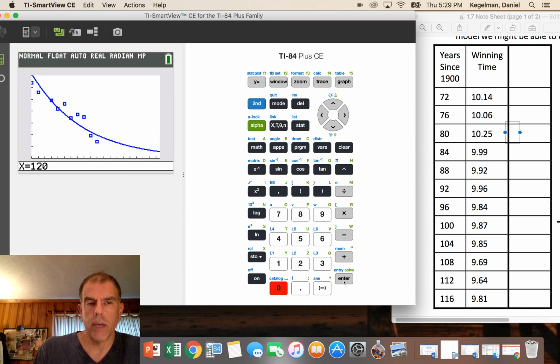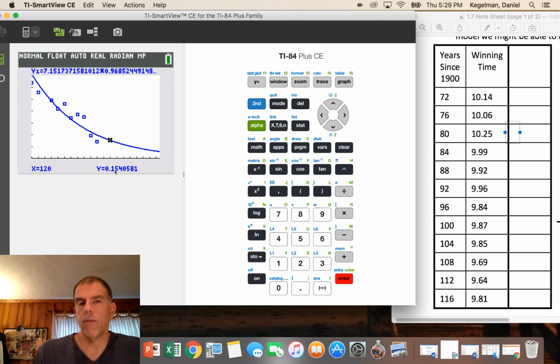And what it's going to do as soon as I hit enter is the cursor is going to blink right on the spot, and it's going to say in year 120, it's going to be a 0.15. Now remember, that was a predicted difference from 9.5. So that means it would be 0.15 greater than 9.5, or in other words, a 9.65. So there it is. You can store this, see what happens when you're in 2020 and you're in Tokyo, and see if the winning time is a 9.65. And then you'll say, hey, we predicted that back in 2016.